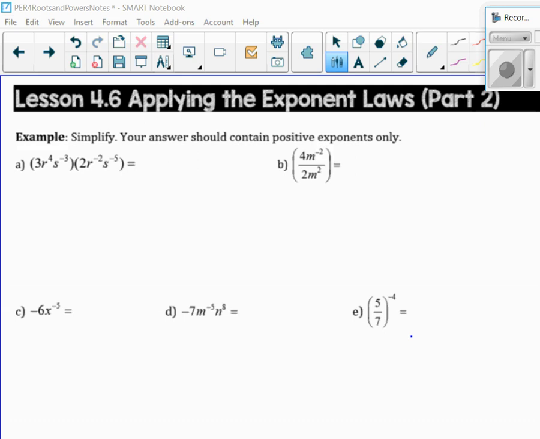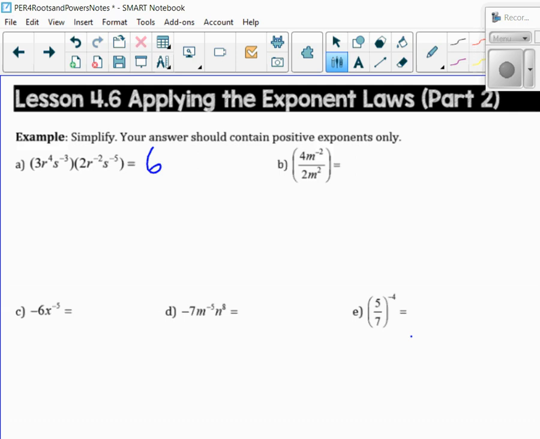Continuing. There's nothing new today. It's just harder questions. These are in brackets. The brackets, the only thing that it means is multiplication. So when we're multiplying the same base, we add the exponents. But what happens if we're multiplying 3 times 2? What do we do with that? We just get 6. That's right.